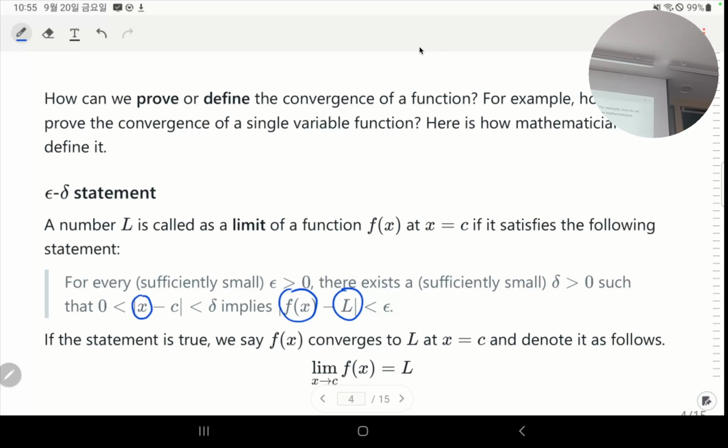And the statement says I can make this epsilon as small as I want if I choose an even smaller delta that guarantees the difference is less than epsilon. So that's the meaning of this.